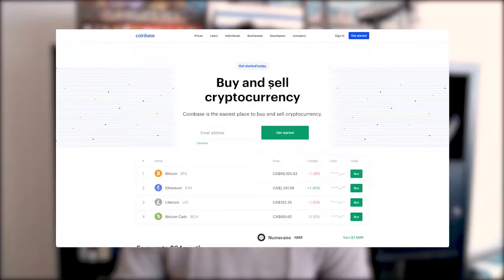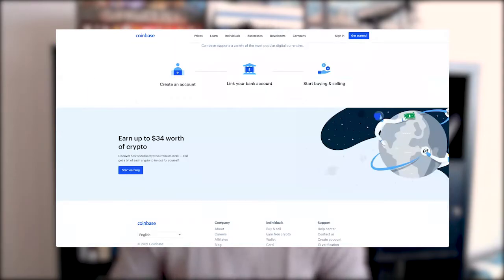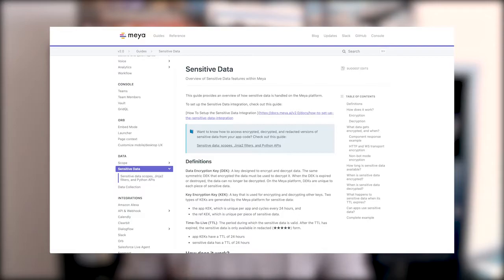Today we are taking a look at Coinbase, the platform that makes it easy to buy, sell, and store cryptocurrency. In my previous Competing Conversations video, we spoke a lot about user context. So I wanted to incorporate that theme into this video, and I also wanted to take a look at one of Meya's newest features, sensitive data, where encryption becomes core to all the conversational events that occur on our platform.